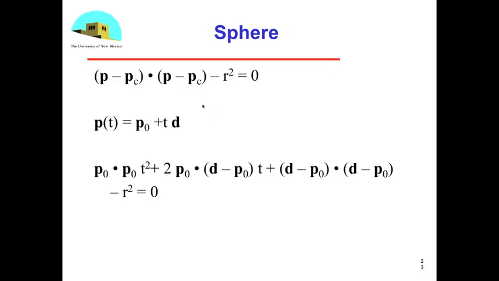Here's an example for a sphere. A sphere can be centered at the origin or centered at a point C. P minus C looks like this. I stick in p0 plus td, and out comes this. You can see, p0 is just 3 constants, d is 3 constants. So everything in here, I've collected the terms. This is the quadratic equation you get in t, and we could solve that for the entry and exit points, assuming the ray goes through there.